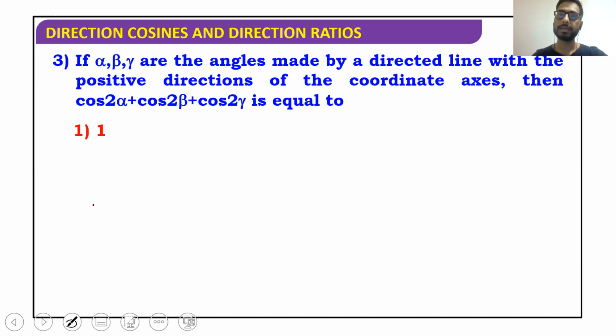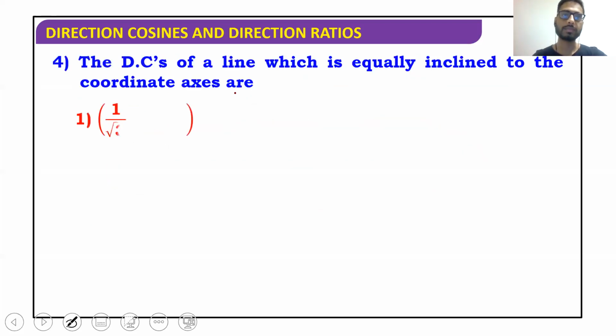If alpha, beta, gamma are the angles made with the positive directions of the coordinate axes, that is x, y, and z axis, you have to find the values of cos square alpha, cos square beta, and cos square gamma, and you know those values. It's equal to minus 1.